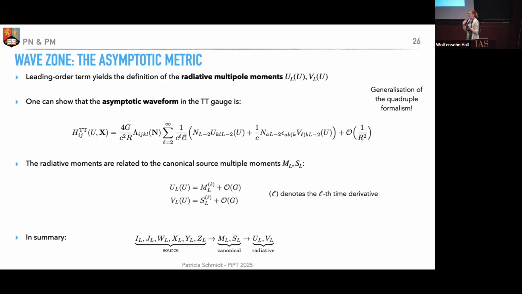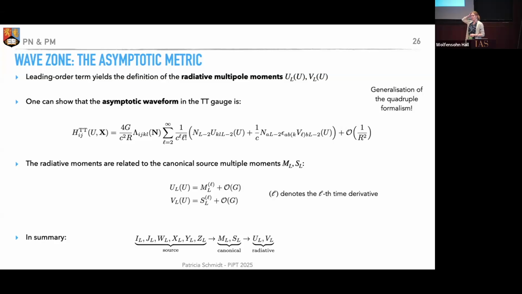Now, however, what is really nice, after long calculations, one can show that these radiative multipole moments, which appear, as you can see here, now in the asymptotic waveform at future null infinity, look very similar to what we had before, right? So if, again, we project along the line of sight to the observer, so that gives us the TT gauge. And then we have these moments here appearing. And if you think back to the structure in linearized gravity, it turns out then that your radiative multipole moments are related to the canonical ones by time derivatives. So L here at the top in the brackets denotes the L-th time derivative.